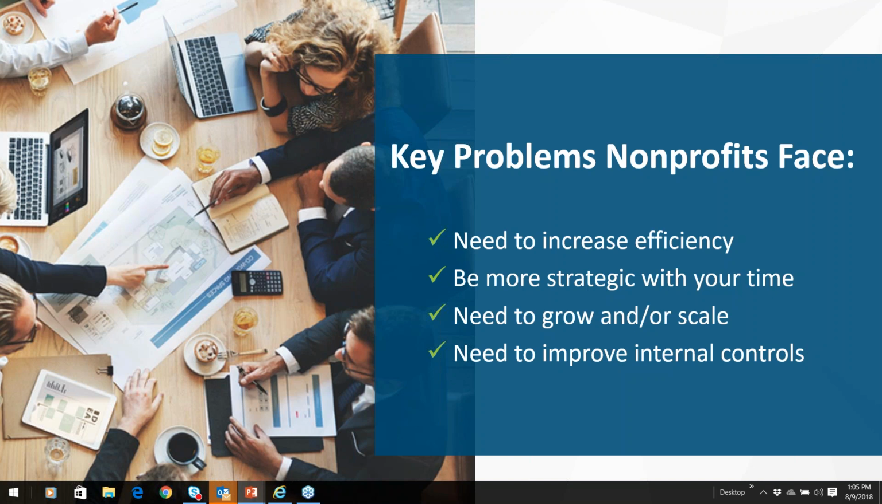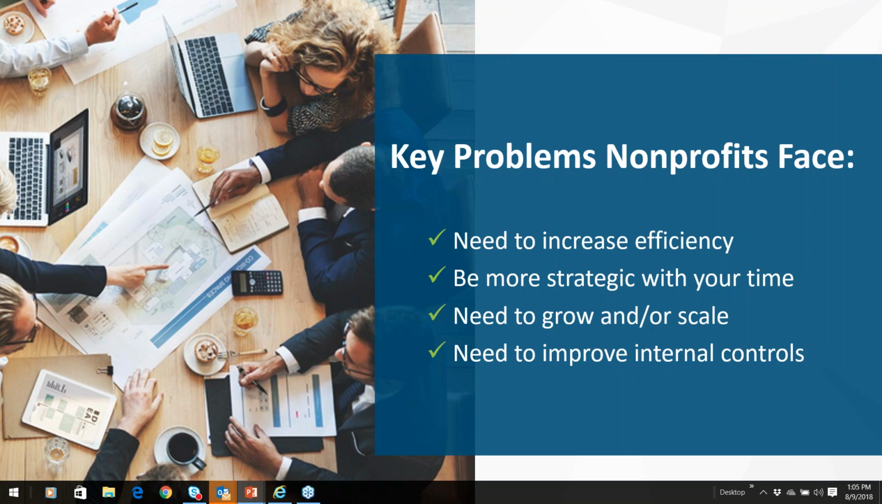Other problems that exist are trying to grow and scale. As we think about growth, usually one of the things that happens is we start thinking, do I have to bring additional people on? And really, when you think about growth, you want to put that extra money into programs and the services to the constituents that you serve.